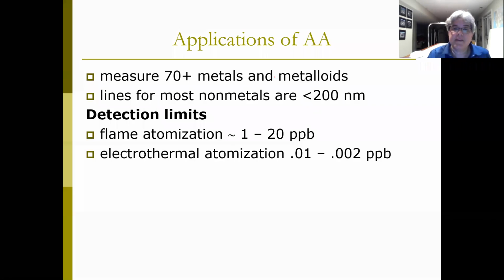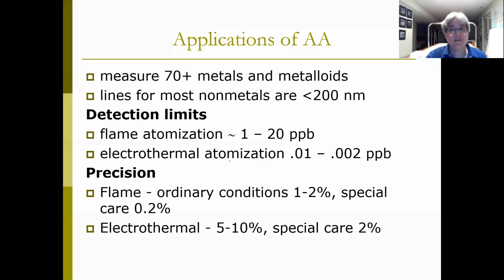Detection limits, as we already said, the flame usually about 1 to 20 parts per billion. The electrothermal analyzer, much lower, 0.01 to 0.002. So electrothermal atomizer, much more sensitive. But precision, the flame is much better. Usually you can get 1 to 2% precision. The graphite furnace, 5 to 10%.